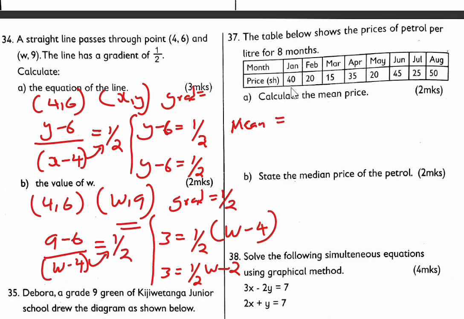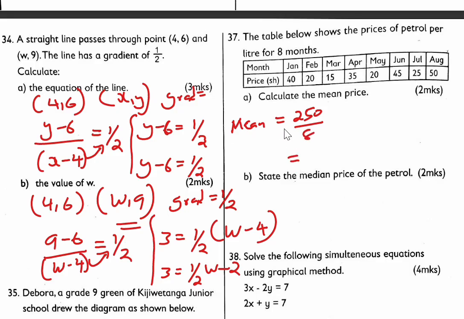So we're going to add all this: 40 plus 20 plus 15 plus 35 plus 20 plus 45 plus 25 plus 50. I know you know, 40 plus 20 is 60. If we add all of them, the total is 250. We divide by how many months do we have? So we count 1, 2, 3, 4, 5, 6, 7, 8. So we divide by 8.